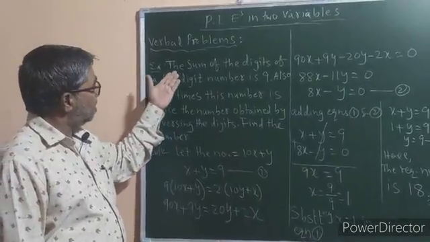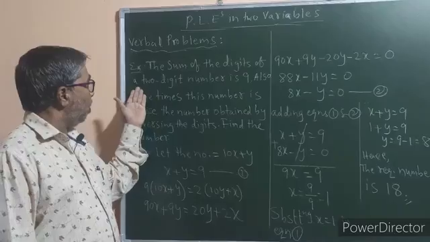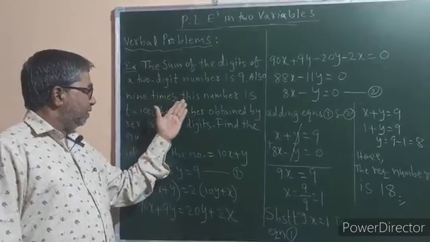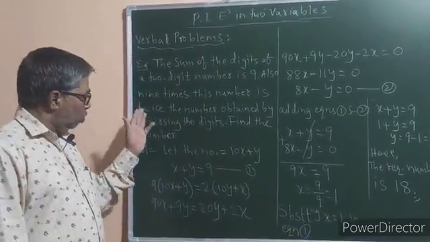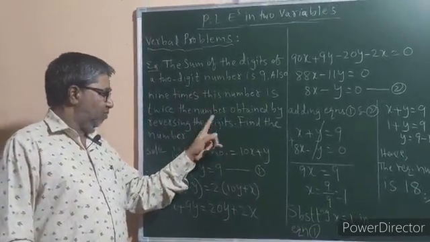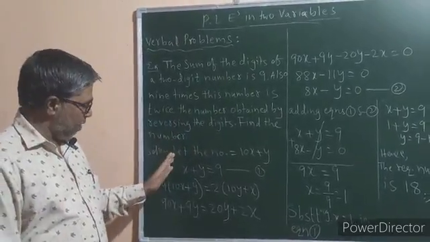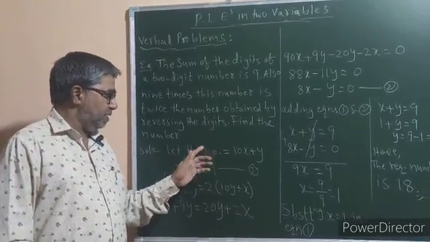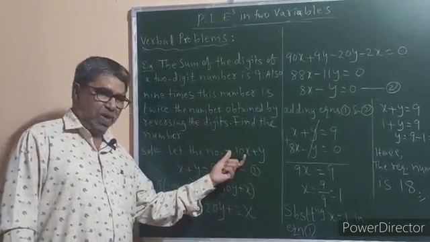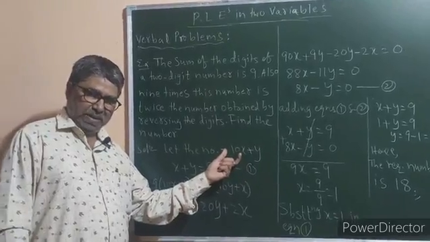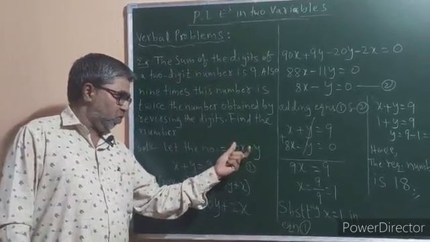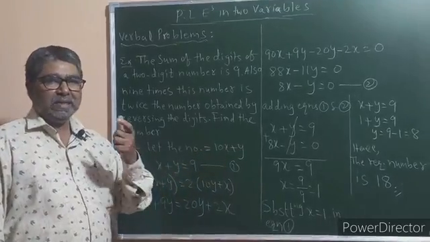The example is: the sum of the digits of a 2-digit number is 9. Also 9 times this number is equal to twice the number obtained by reversing the order of the digits. Find the number. So this is the example. Now let us consider the 2-digit number as 10x plus y. 10x because x is the tenth place digit, and y is the unit place digit. So 10x plus y will be our 2-digit number.